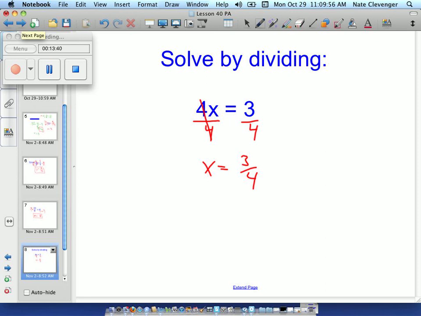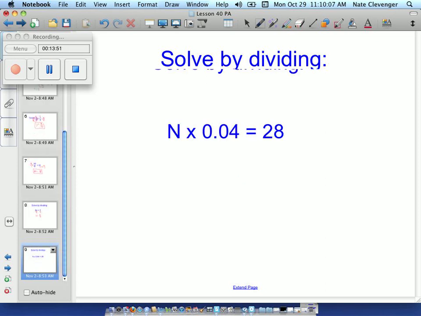But if you're dividing on this one, then you're still going to have to know the other rule for multiplying by the reciprocal when you have fractions. Is that clear? See what I'm saying? So solve by dividing on this one. What are we going to have to divide by on this? Jake Bennett?